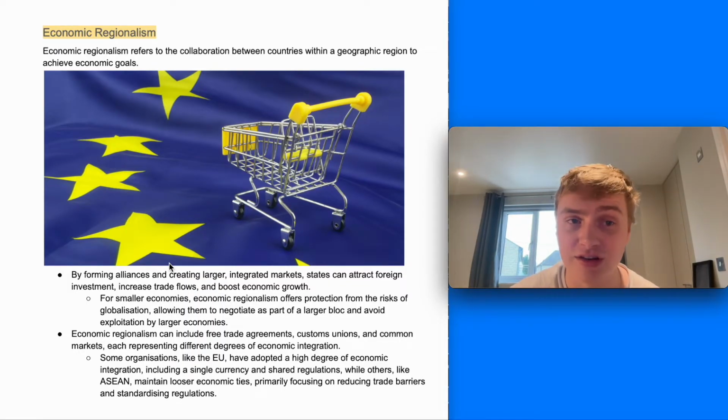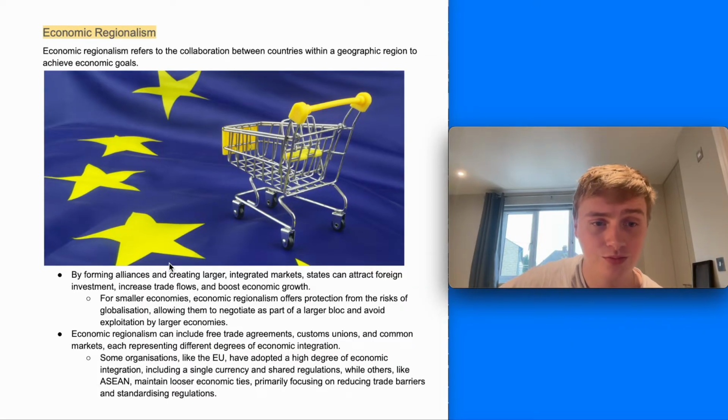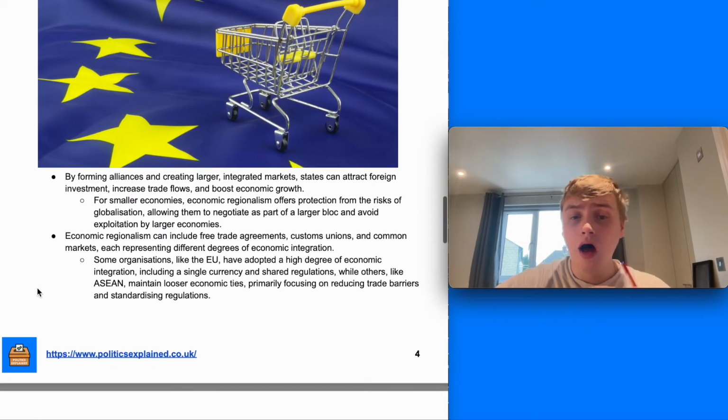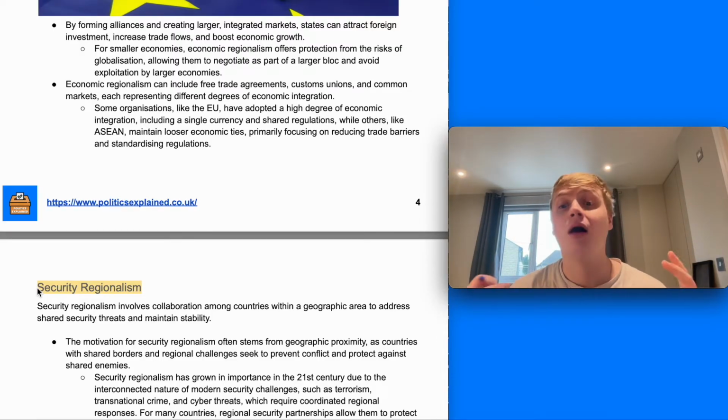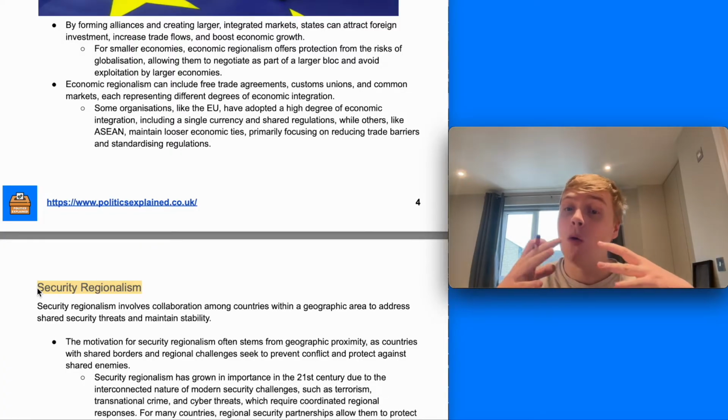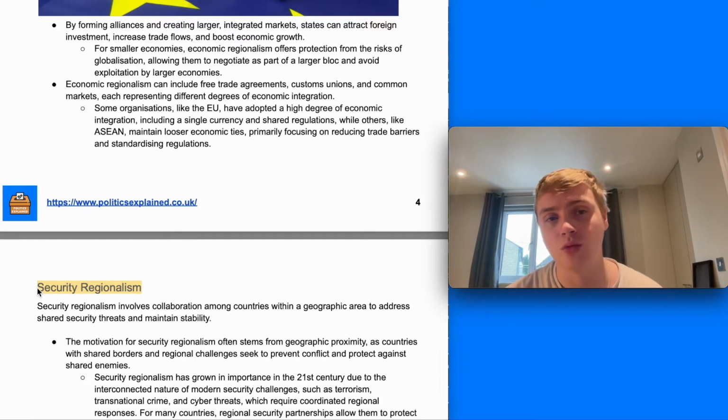The first one is economic regionalism, which refers to the collaboration between countries within a geographic region to achieve economic goals. So by forming alliances and creating larger markets together, states can attract foreign investment, increase trade, and boost economic growth. For smaller economies, economic regionalism allows protection from the risks of globalization as well, allowing them to negotiate with countries like the US or China as part of a bloc together, where they have a lot more economic power rather than being a lot more vulnerable on their own, where they perhaps wouldn't have been able to negotiate such favourable trade terms.